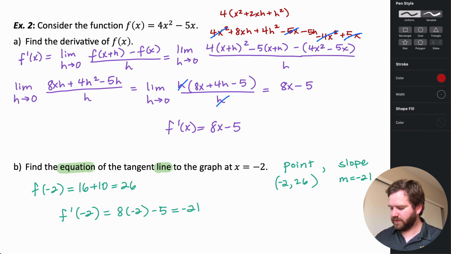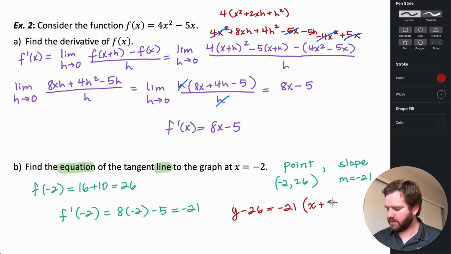And if I want to put this all together to write my equation, I use point slope form: y minus the y-coordinate, which is 26, equals my slope, negative 21, times x minus my x-coordinate. My x-coordinate is negative 2, so it ends up adding 2. So that would be my equation of my tangent line at x equals negative 2.